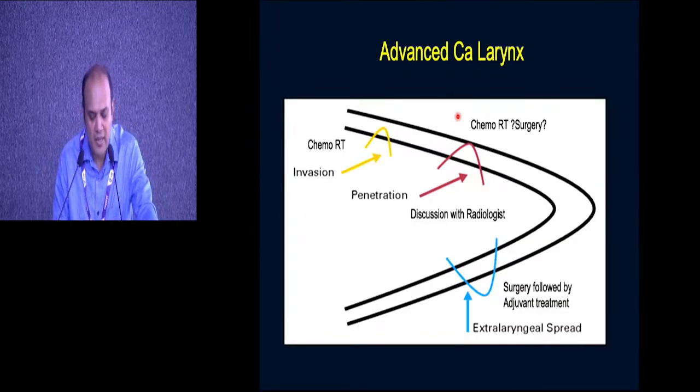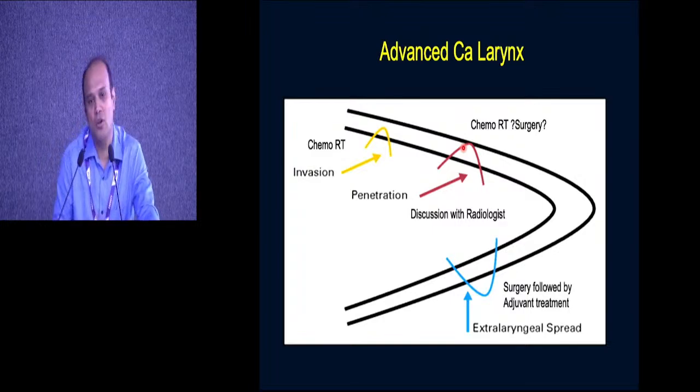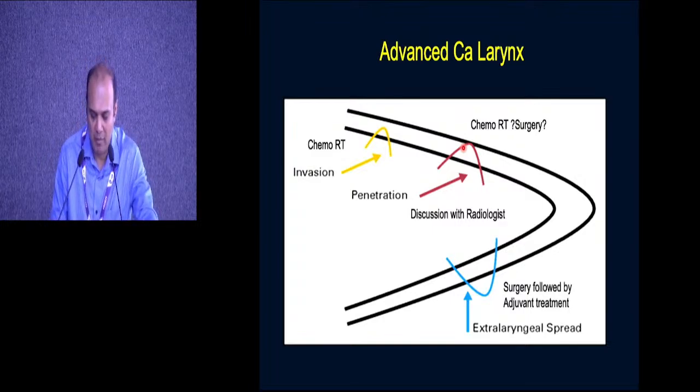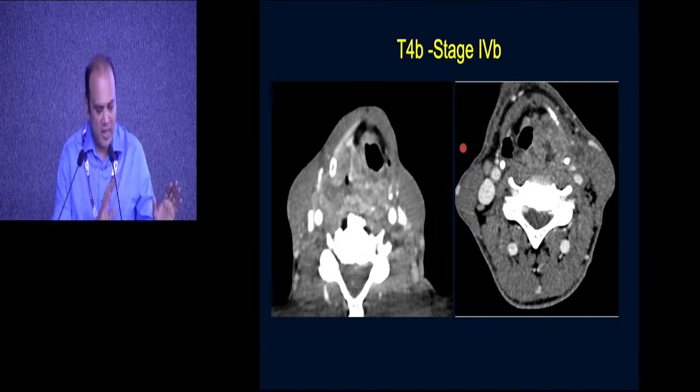So to summarize, if a patient has inner cortex involvement, it is T3, and it is chemoradiation. If the patient has through and through cartilage, it is surgery followed by adjuvant treatment. And if there is no extralaryngeal spread, but involvement up to the outer cortex, this needs a close interaction with your radiologist, to decide whether to go for chemoradiation or to go for surgery followed by post-operative radiotherapy.